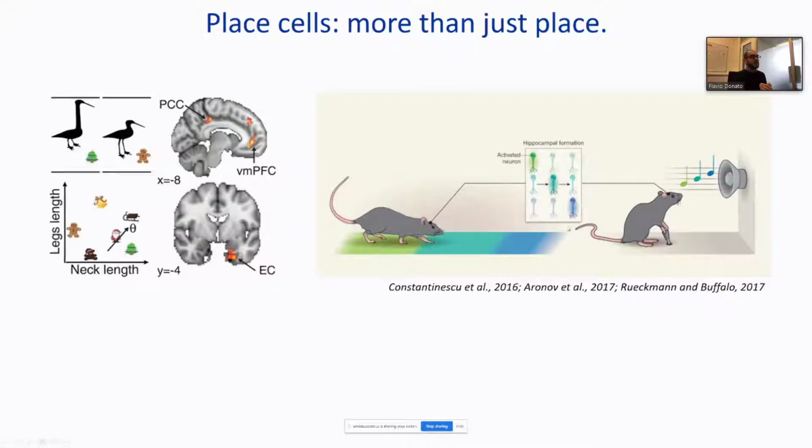And this comes from one study in rats and one study in humans. In rats, they recorded sequences of place cells that were active when the animal was moving on a linear track, like the one we saw yesterday. And they were able to record the same cells when the animal was performing a different task. It was basically representing a series of nodes, and deciding at which node the animal should press the lever to get a reward.